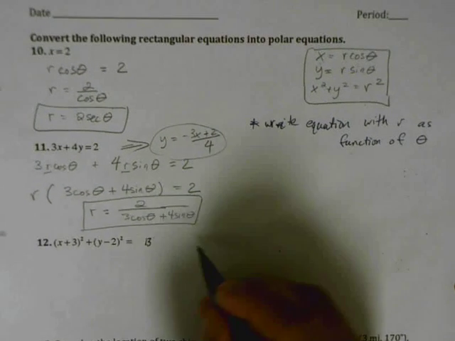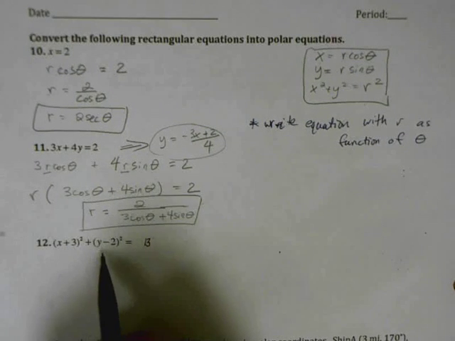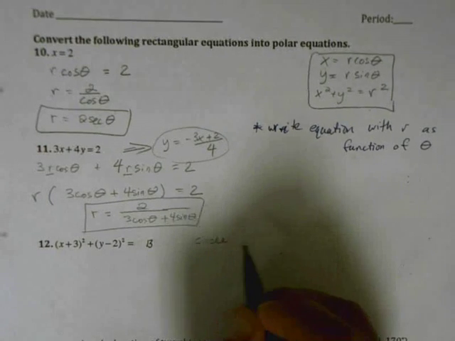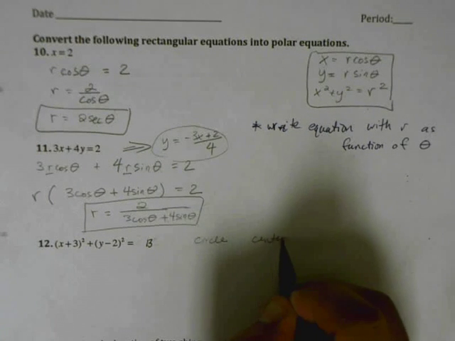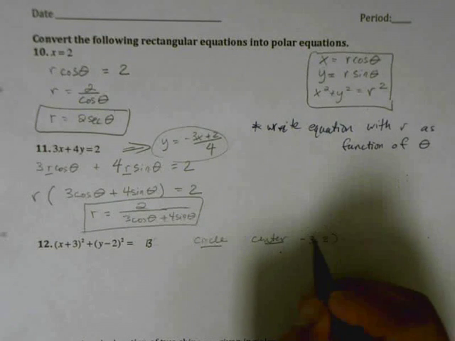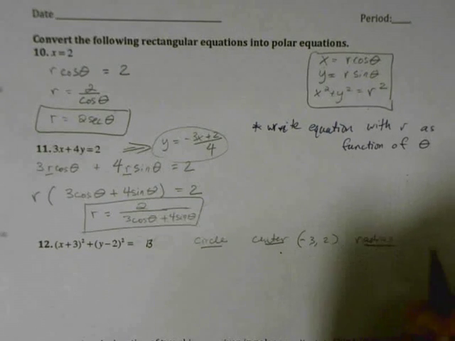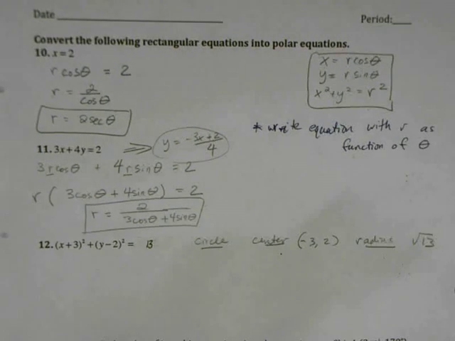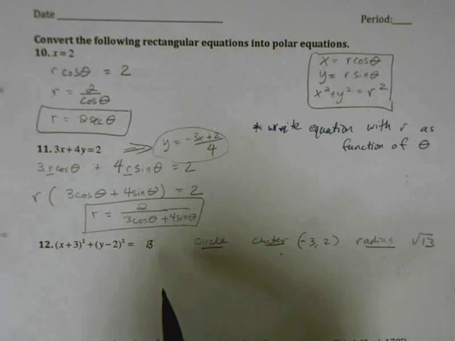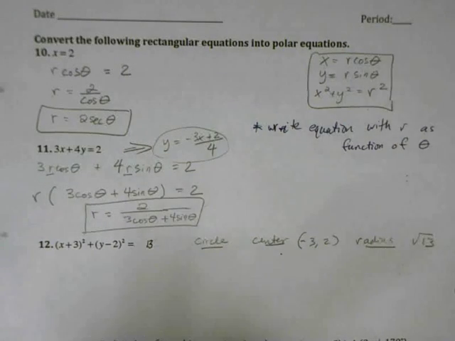In this next problem, I have x plus 3 squared plus y minus 2 squared, and I know that this is a circle with a center at negative 3, 2 and a radius of square root of 13. But the problem is I can't graph this in function mode. I would be able to graph it if I moved it into polar mode.